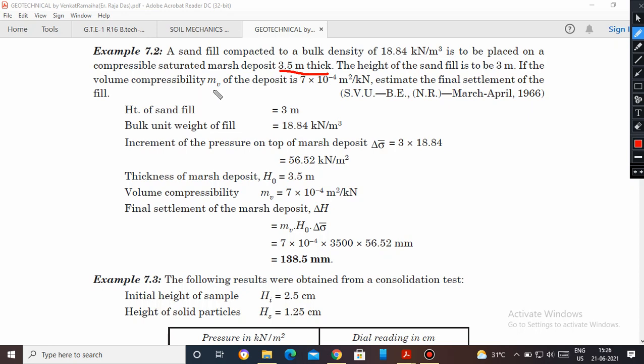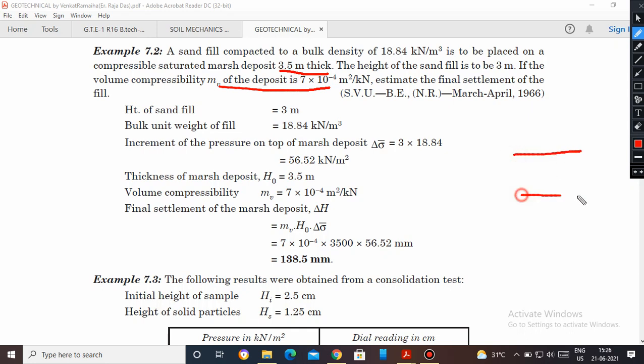If the volume compressibility mv of the deposit is 7 × 10⁻⁴ m² per kilonewton, estimate the final settlement of the clay. Estimate the final settlement of the fill. That means a sand fill compacted to a bulk density of 18.84 kilonewton per meter cube is placed on a compressible saturated mass deposit 3.5 meter thick.